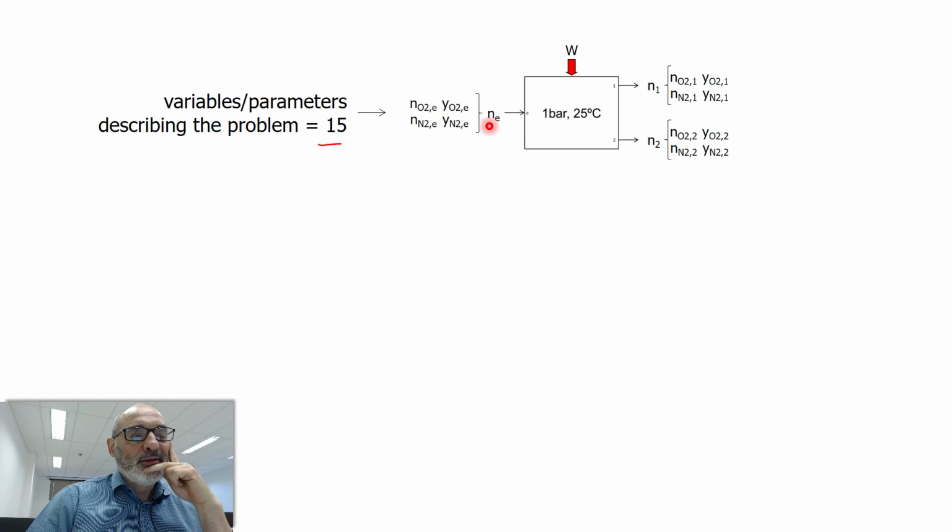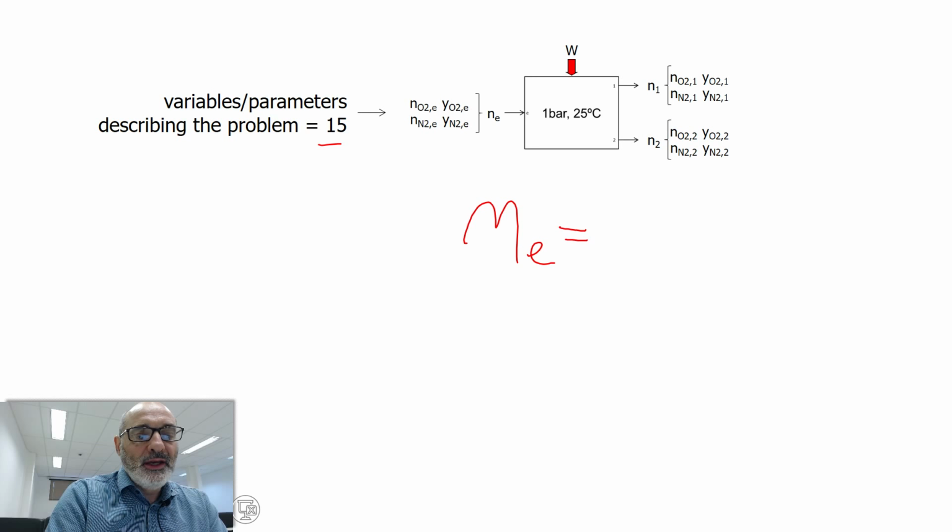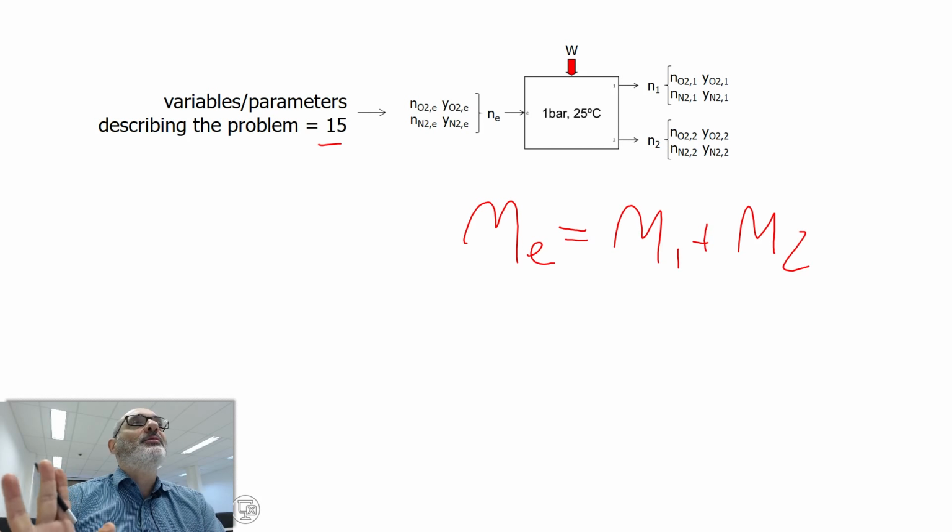Let's count. We have the total molar flow rate entering the control volume. We have the total molar flow rate at exit number 1, and the total molar flow rate at exit number 2. Of course, I know that because mass is being conserved, NE equals N1 plus N2. I have all these equations.